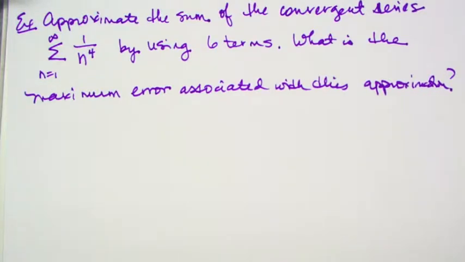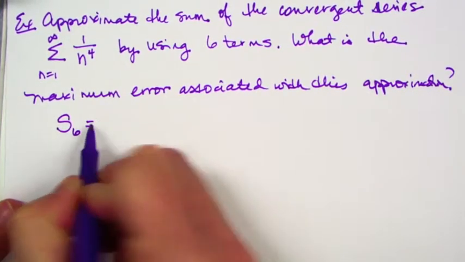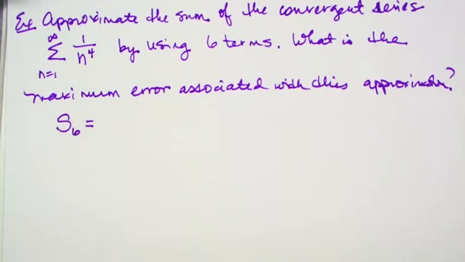Okay, so let's do the first part of the problem first. What am I going to do? Okay, so S sub 6, that's what I'm trying to figure out, right? The sixth partial sum. How do I get the terms that I add together to figure that out?